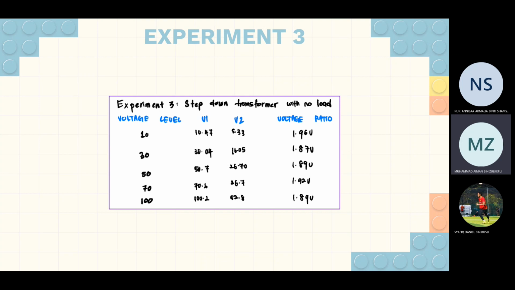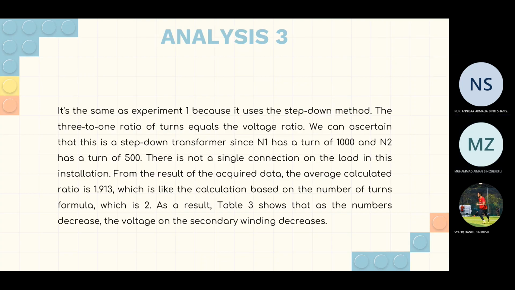So we move to the analysis for experiment 3. The analysis for experiment 3 is the same as experiment 1 because it uses the step down method. The 3:1 ratio is often equal to the voltage ratio. We can ascertain that this is a step down transformer since N1 has 1000 turns and N2 has 500 turns. There is not a single connection on the load in this installation.